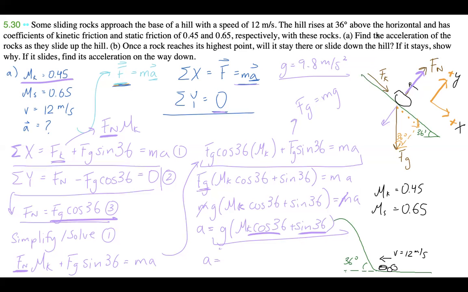So mu k 0.45 times cos 36 plus sine 36 times 9.8. And I'm getting that the acceleration of the rock is 9.33 meters per second squared. So that is our solution. Find the acceleration. The acceleration is 9.3 meters per second squared.